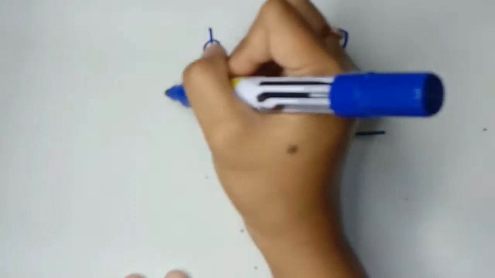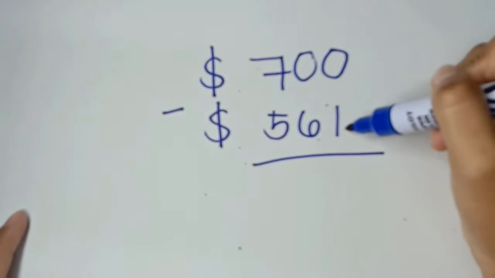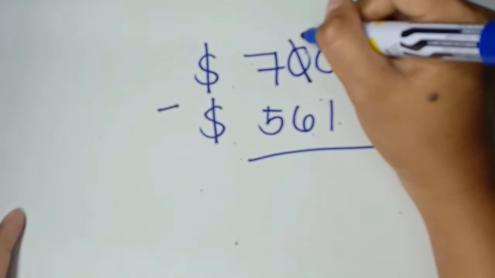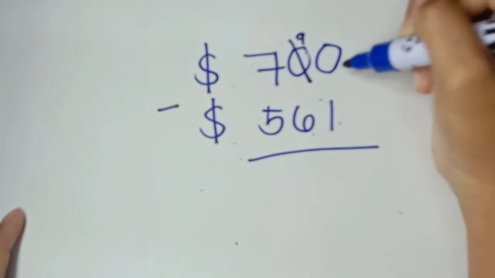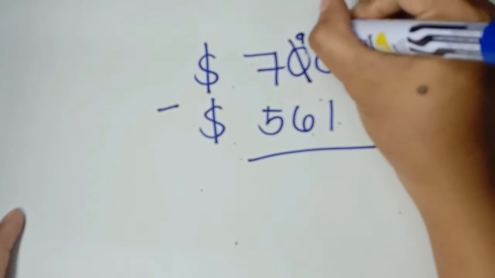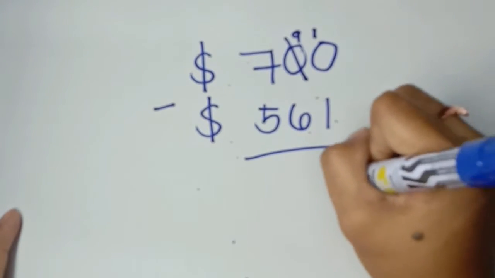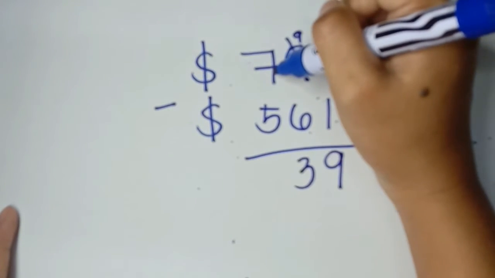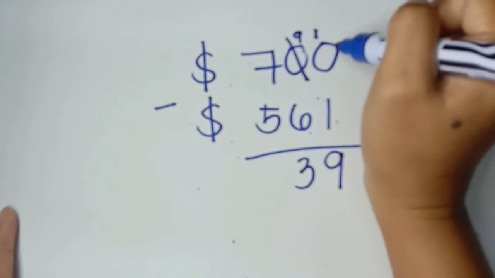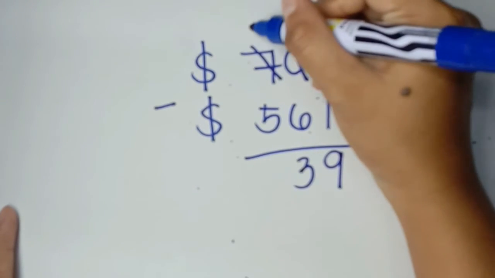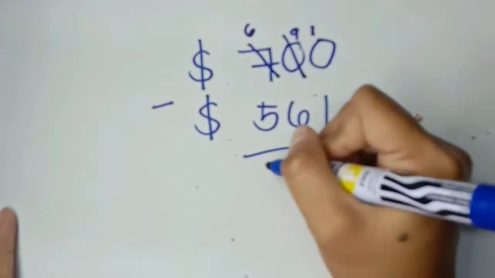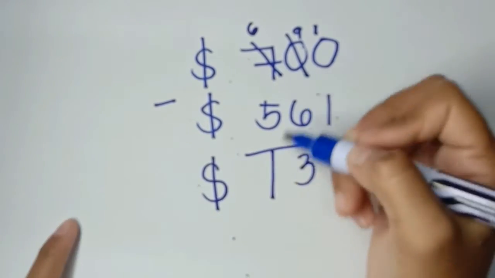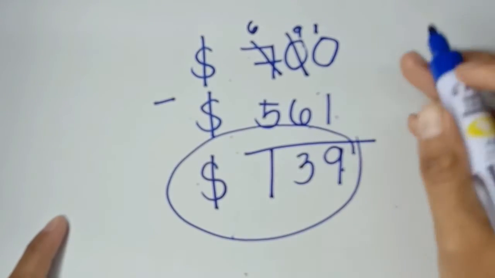So let's subtract this again. 0 minus 1 cannot be, so let's borrow from the other 0. This 0 becomes 9, and this first 0 becomes 10. So 10 minus 1 is equal to 9. 9 minus 6 becomes 3. And this 7, because we borrowed here and here, becomes 6. 6 minus 5 is equal to 1. So $139 he spent on gift wrapping and other expenses.